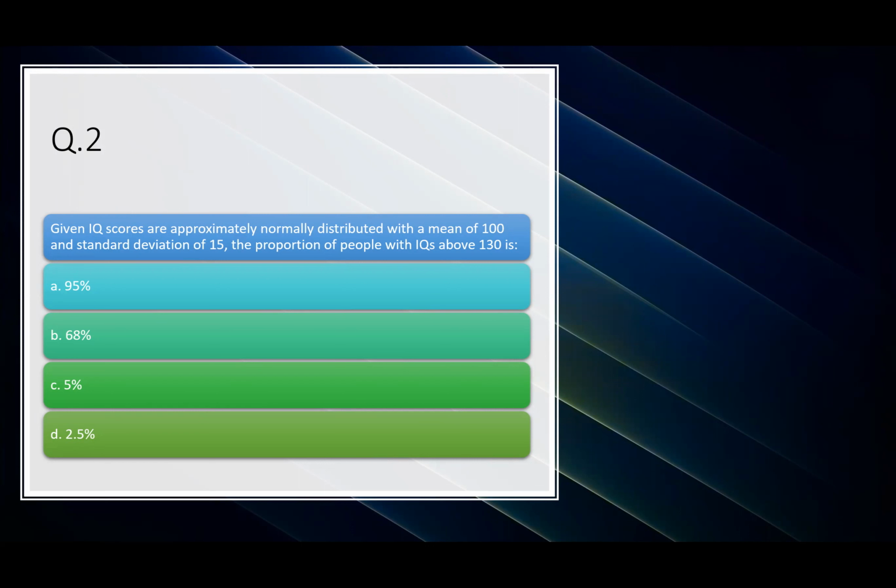So just do mental math and make a curve in your mind. I said mean is 100 and standard deviation is 15. Okay. So on standard deviation 1, it would be 115. On SD2, it would be 130. And I'm saying if the IQ scores are normally distributed above 130, I'm talking about IQ level above 130. So it is 2.5%.